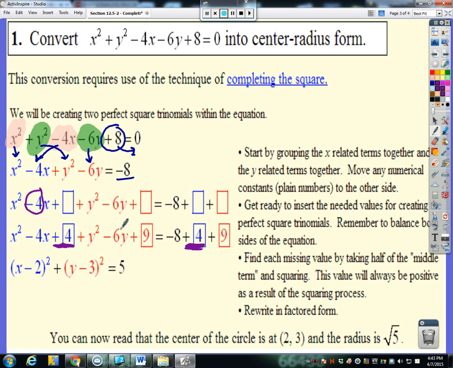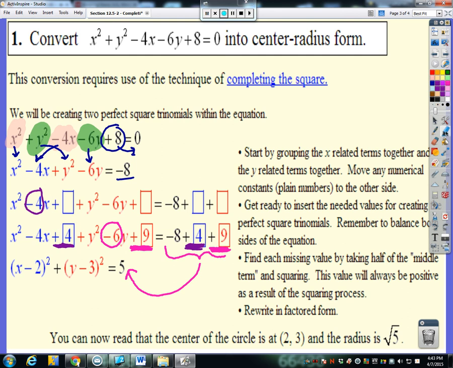Now I'm going to complete my y's. Again, half of my b term in the y's, so half of negative 6 is negative 3, square negative 3, and I'm going to get a plus 9. I put that there on the left, and I put it over here on the right. Now my negative 8 plus 4 plus 9 ends up being 5.